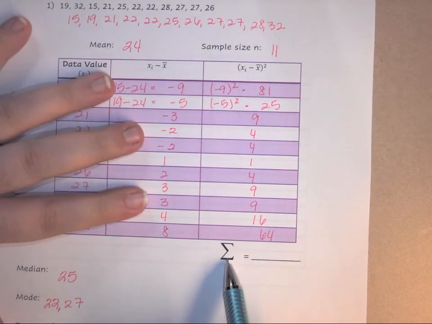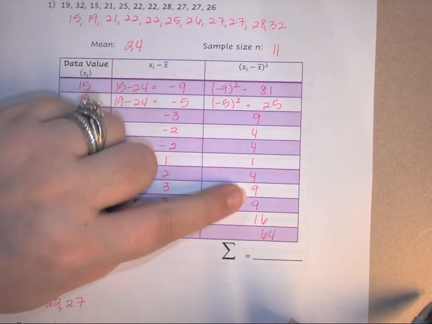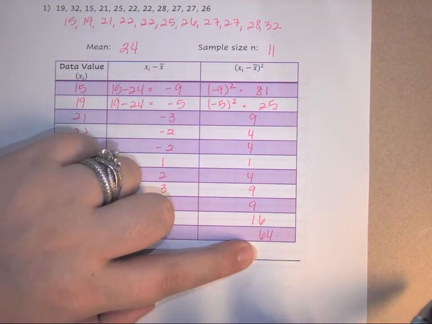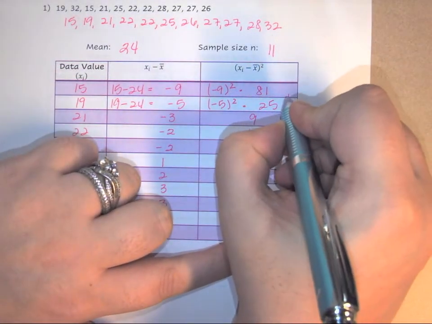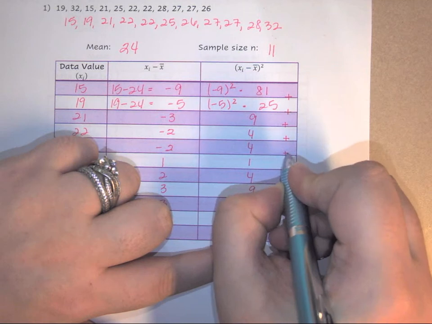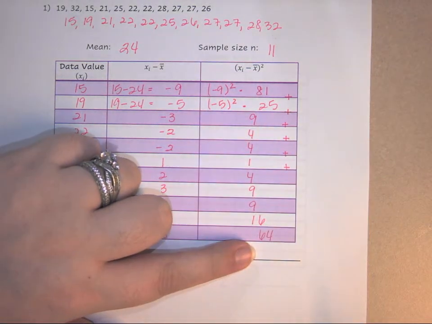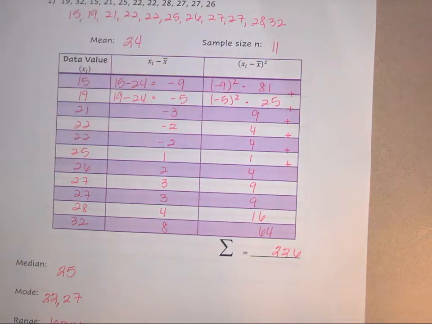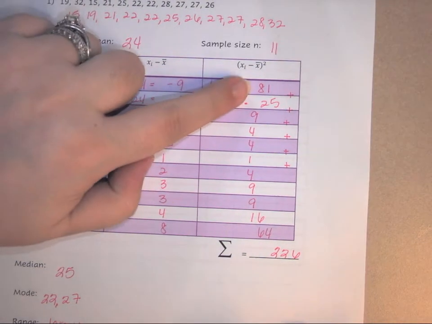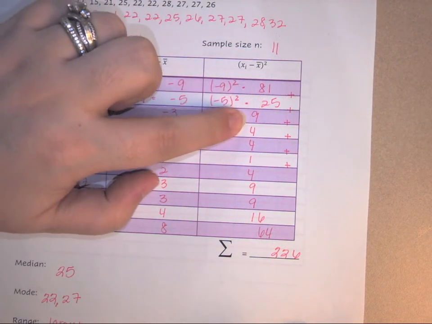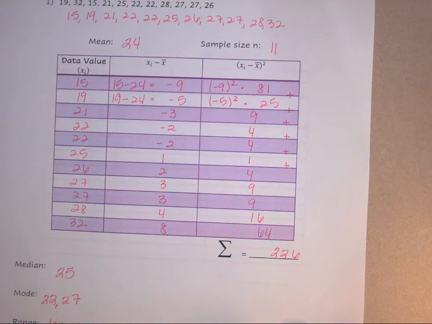Now, this sum down here says you're going to take this column and add up all these values and put that number here. So essentially we are adding all of these values together all the way down. When you do that, you should come out with 226. So do make sure that you work this so that you understand. Again, we're adding 81 plus 25 plus 9 plus 4 plus 4 and so on.